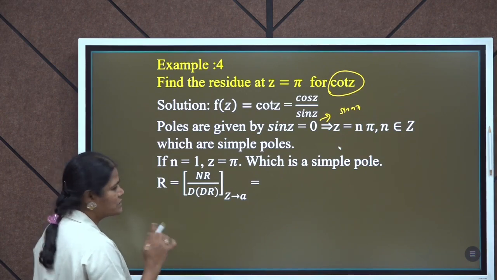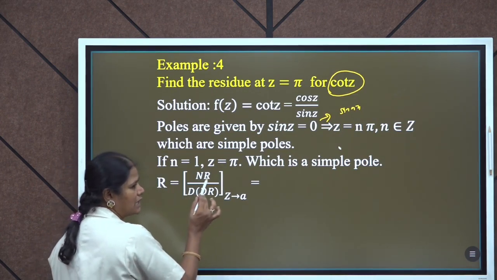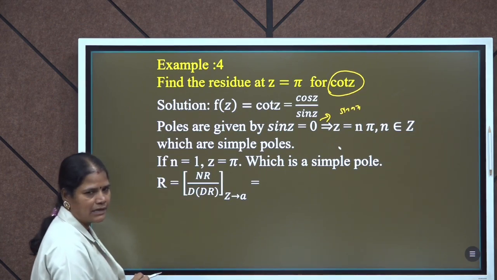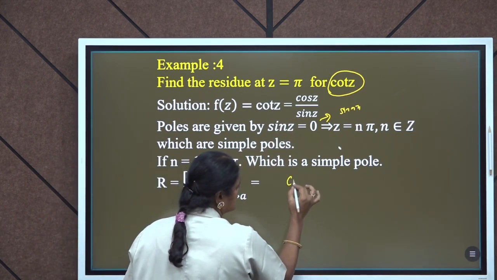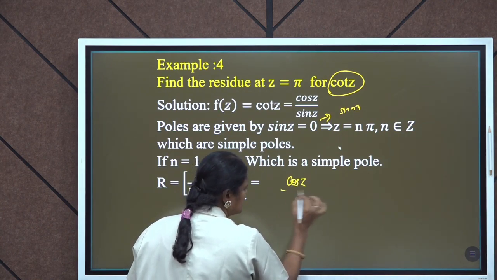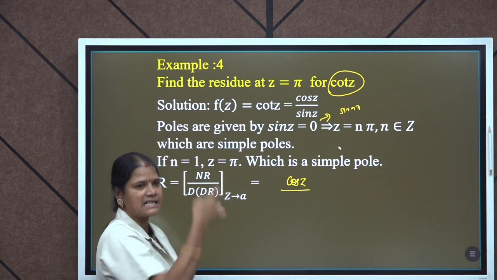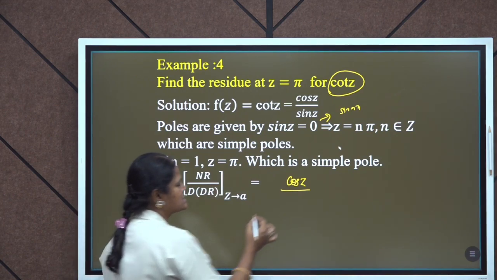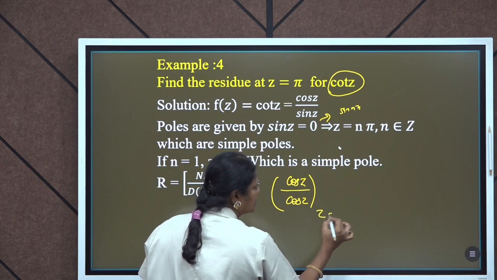Therefore, using the second formula for finding the residue, that is numerator divided by differentiation of the denominator at z equal to a. What is in the numerator as per the given problem? Cos z. Okay, cos z divided by the differentiation of the denominator. What is in the denominator? Sin z. The differentiation of sin z is cos z, at z equal to pi.